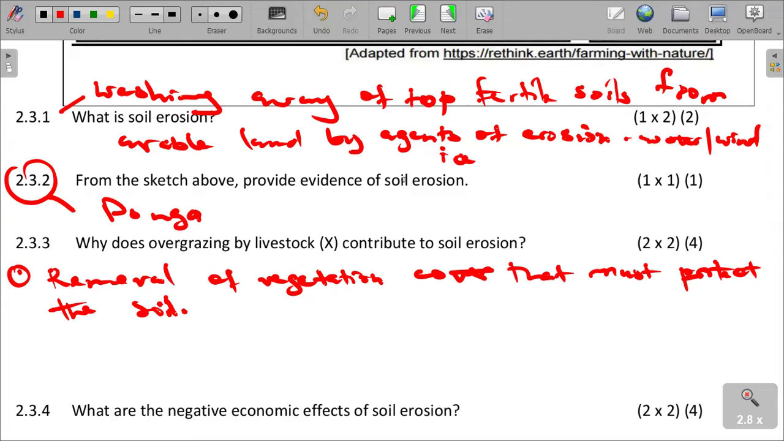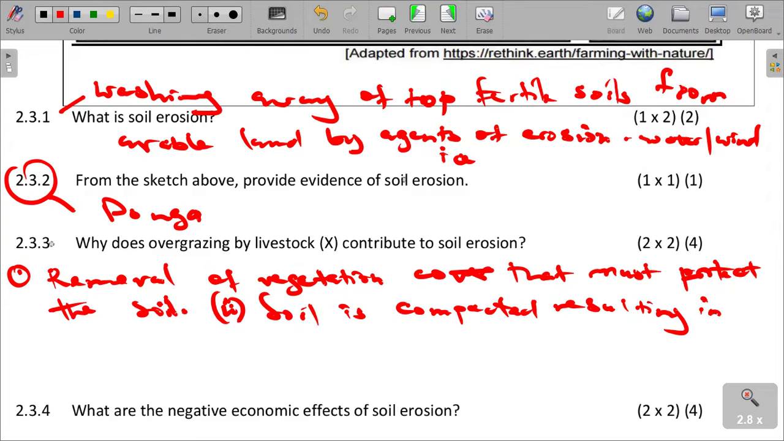We can also talk about issues to do with soil compaction. Soil is compacted, resulting in more runoff, resulting in more runoff water, that is soil erosion.